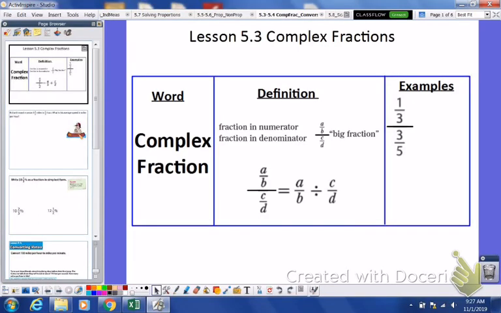Okay, second video of chapter 5. We're going to be doing 2 lessons again here. So we'll be talking about lesson 3 and lesson 4. Lesson 3, we're going to talk about complex fractions.